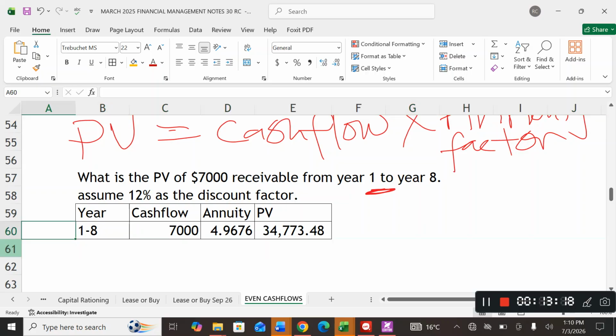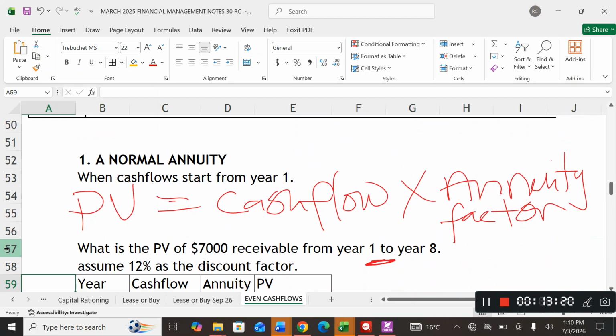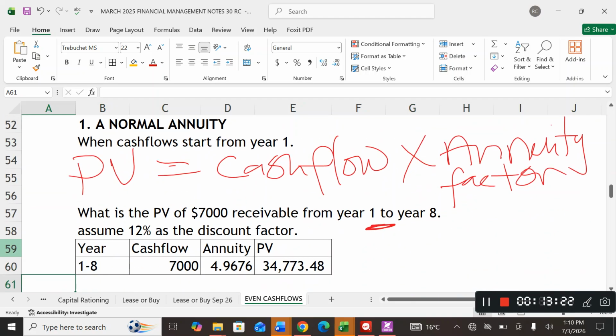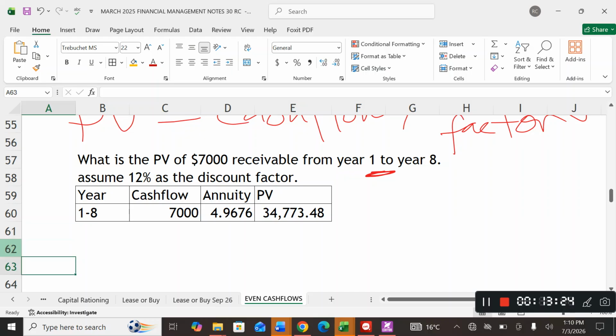And then another type of annuity which is not a normal annuity, we are going to look at an advanced annuity. Number 2, advanced annuity.